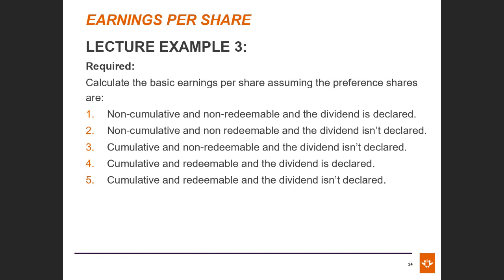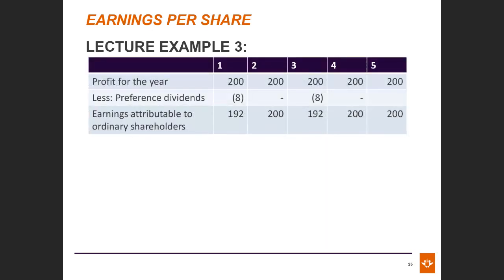Okay, so we are not going to deduct the preference dividends when calculating our basic earnings, and the reason is that because the preference shares are a liability, the preference dividends would already have been deducted when calculating the profit for the year. So our basic earnings that is attributable to our ordinary shareholders is going to be the 200,000.